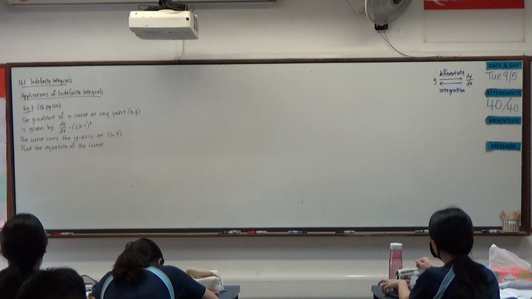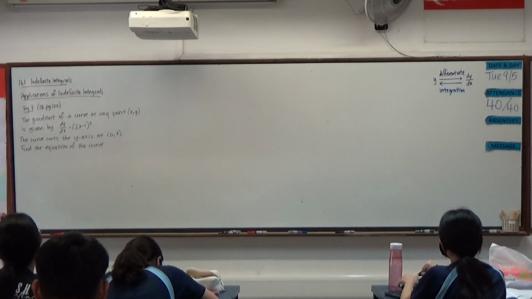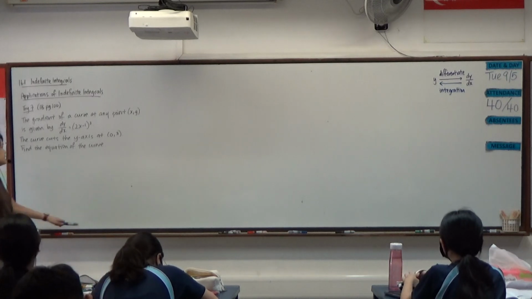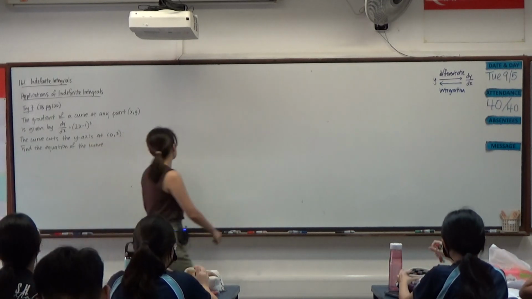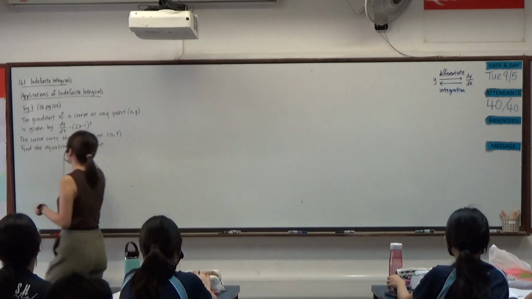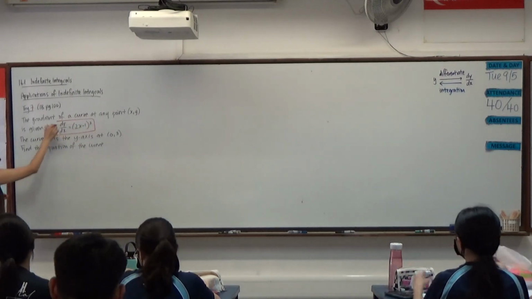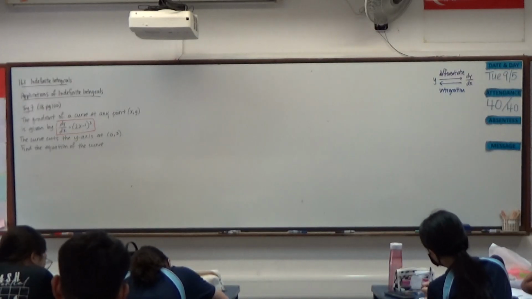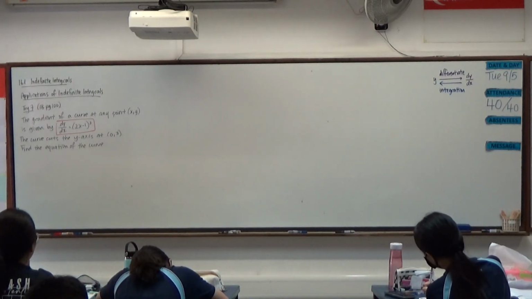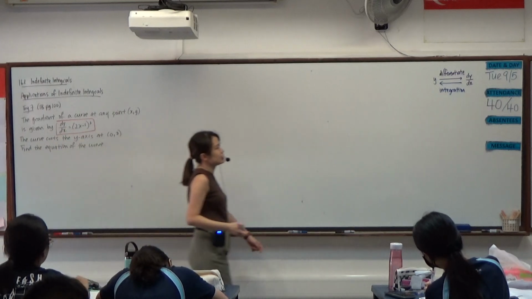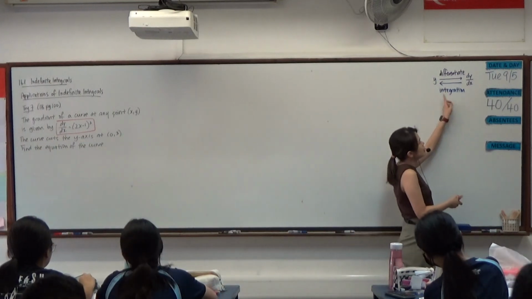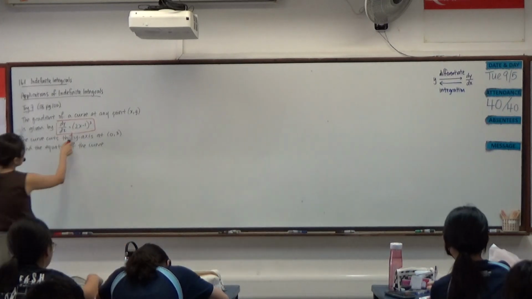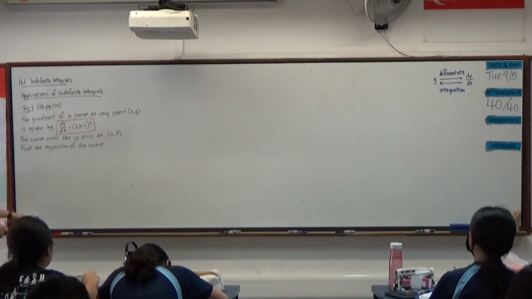In this question, it says that the gradient of the curve at any point is given by dy over dx equals (2x minus 1) cubed. So this is a critical piece of information. And then the curve cuts the y-axis at (0, 3). So we want to find the equation of the curve. If you want to understand integration as a reverse of differentiation, that means that I need to do an integration to this in order to find out what is the equation of the curve.